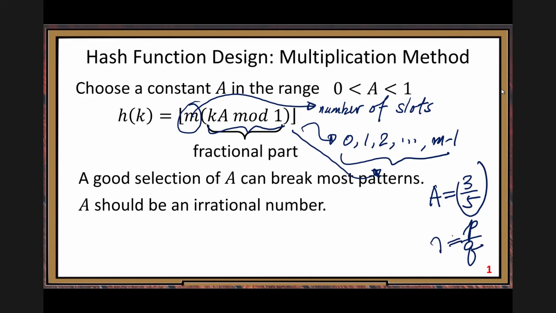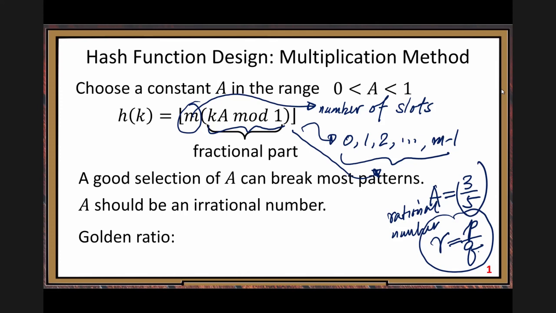This is the rational number. Any rational number can be represented as P over Q, with P and Q integers, Q non-zero. Any rational number can be represented as this kind of fraction. But an irrational number, you cannot represent in this way.